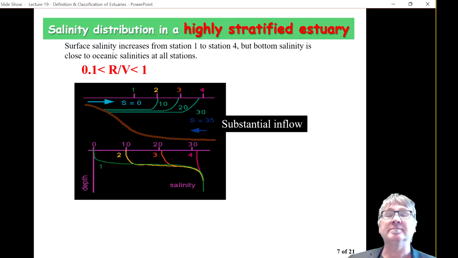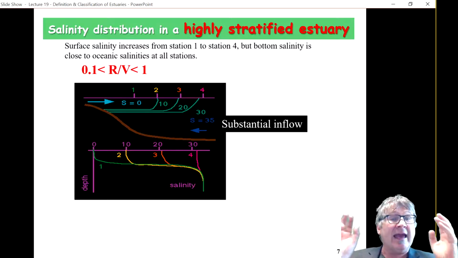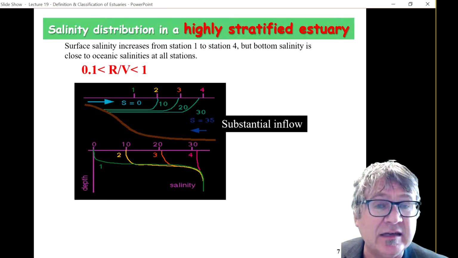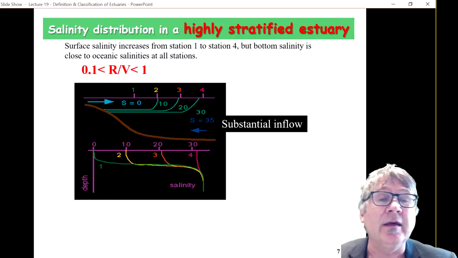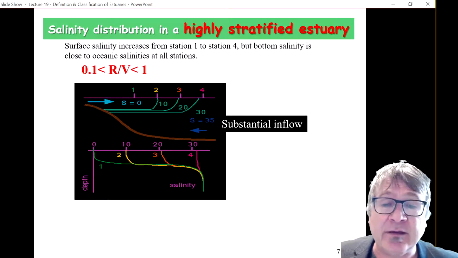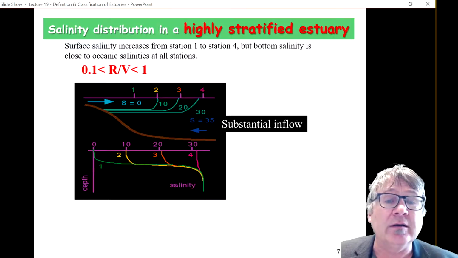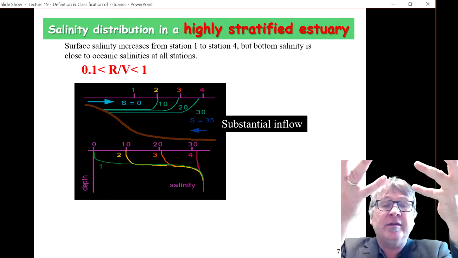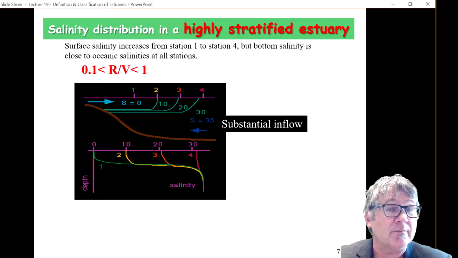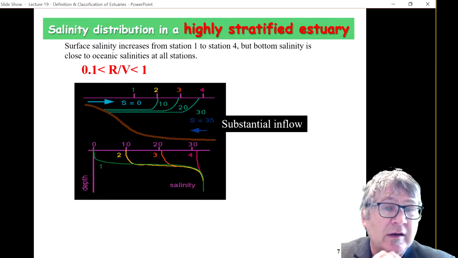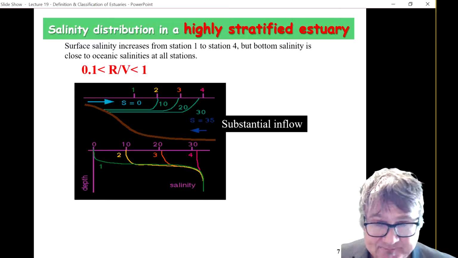It's impossible. Okay? So the only mechanism that can explain such a salinity increase while you're moving downstream is if you add seawater salt from the bottom layer into the upper layer. And this is what happens here. And we'll see that more. I discuss this more on the next slide.